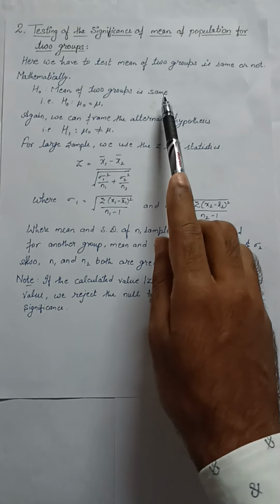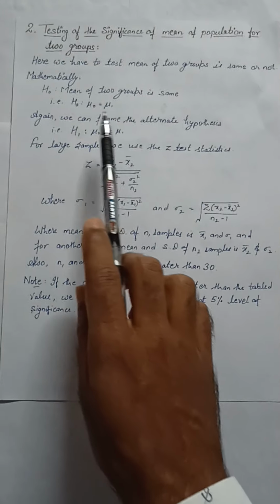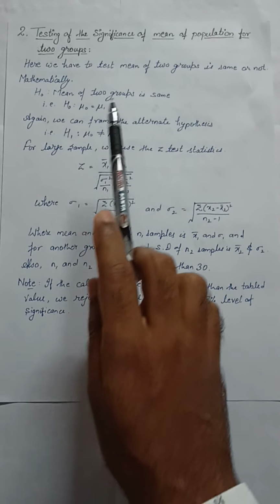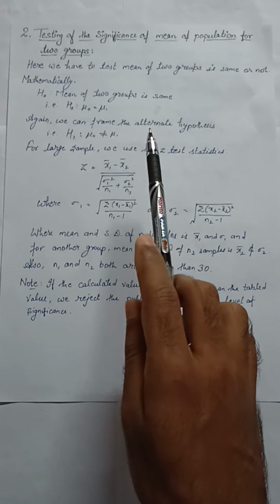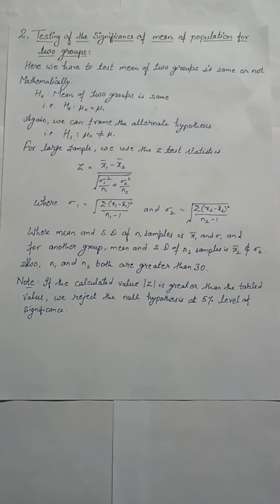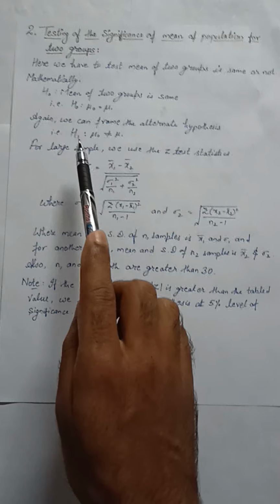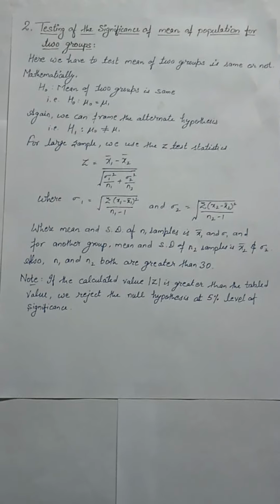Either the null hypothesis will be satisfied, which says that mu naught is equals to mu 1. If it is not satisfied, then we will frame another hypothesis that is termed as alternative hypothesis, which will be considering that H1 is such that mu naught is not equal to mu 1.